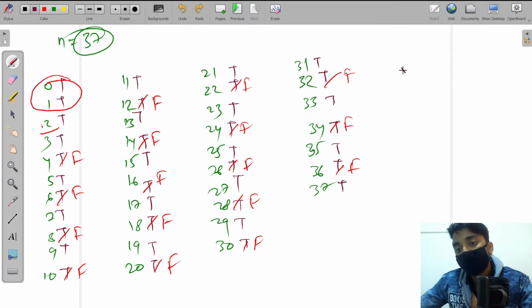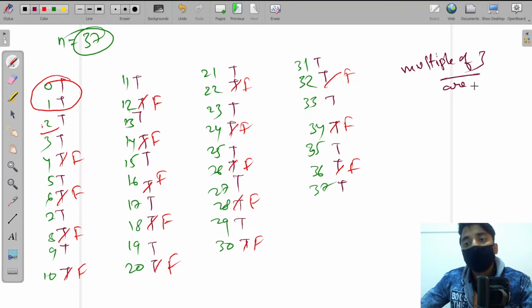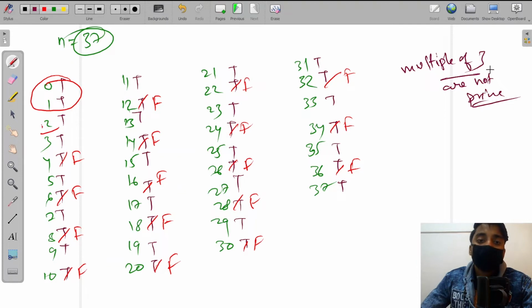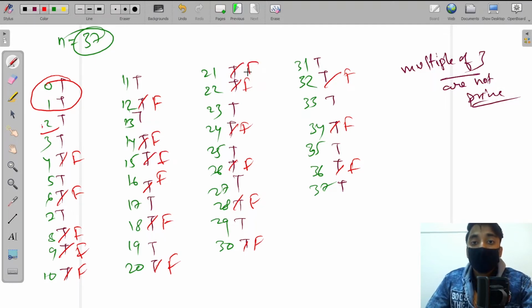That means the multiples of 3 are again not prime. So we need to unmark all the multiples of 3, which are 6, which is already false, 9, 12 already false, and then 15, 18 already false, 21, and then 24, which is already false, 27, 30 already false, 33, 36 already false.